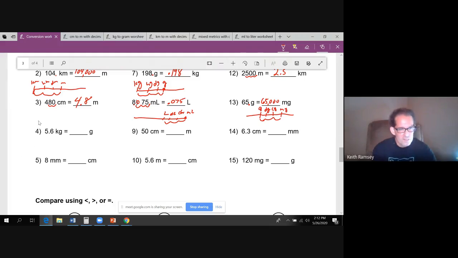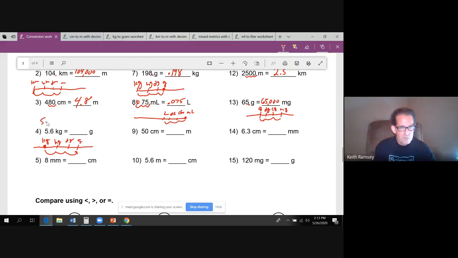Let's look over here. So I've got a kilogram. Now, a kilogram's really big. That's going to be at the left of our conversion chart. So here's a gram. Then I have a decagram. And then I have a hectogram. And then I finally have a kilogram. So I'm over here at kilograms, 5.6. So I have to go 1, 2, 3 steps with my decimal to the right.